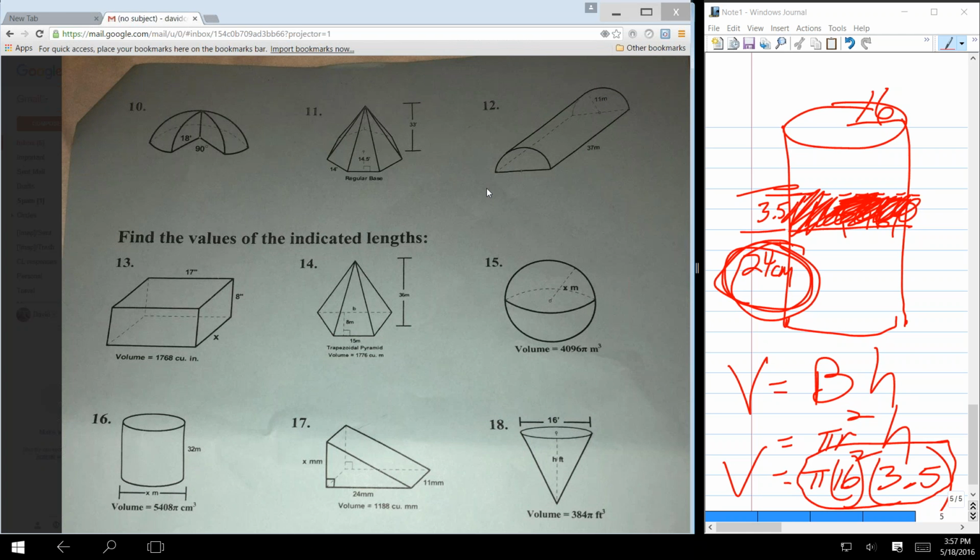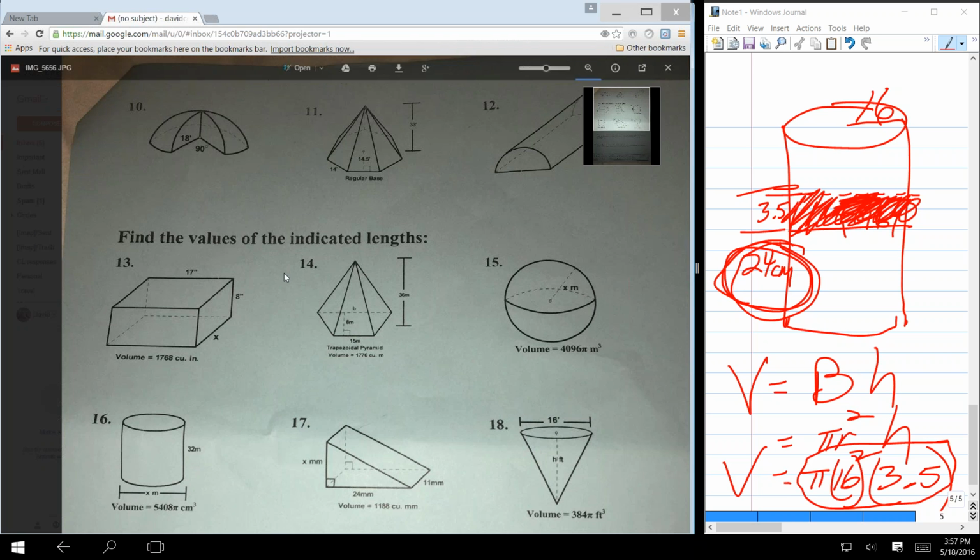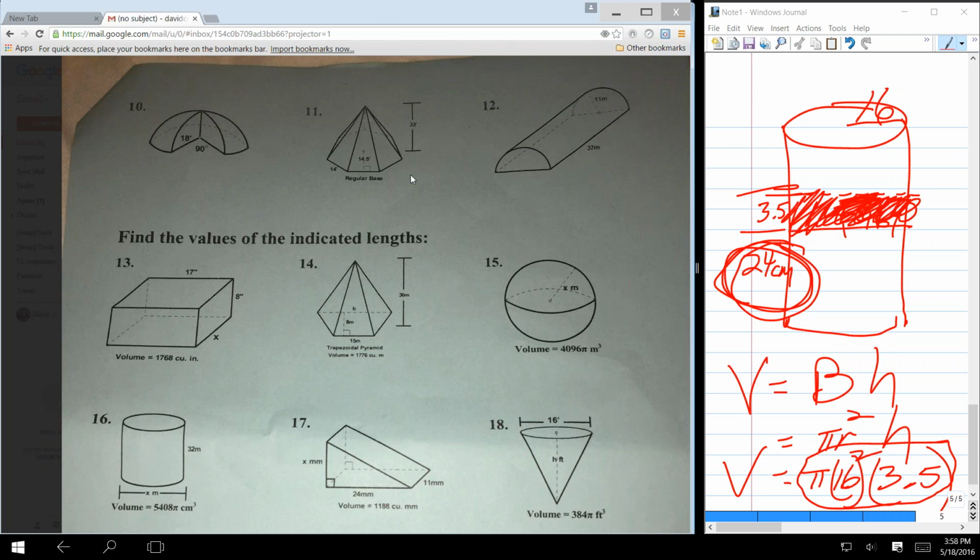Now, obviously, volume of a prism is capital B times H, and that can get a little complicated if the base happens to be a trapezoid where they have another H involved also, and they're not the same H's. So you have to be a little careful, but that's probably the only problem that's going to give you that situation. Number 11, how many sides are there in that shape?